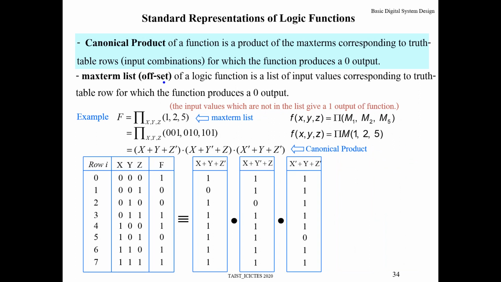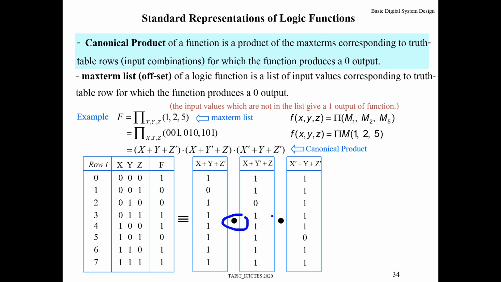Similarly, if we consider logic 0 as the output, we use max terms. Namely, this output is 0 when input is 0,0,1. So its max term is x plus y plus z prime, right? This one is 0 in only one case. For 0,1,0, the max term is x plus y prime plus z. And this 0, for 1,0,1, is x prime plus y plus z prime, which is 0 in only one case.